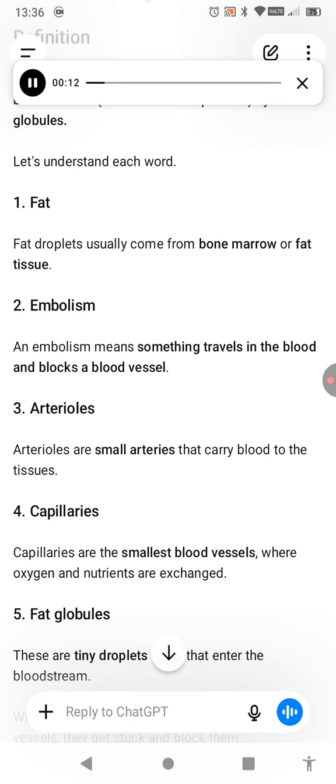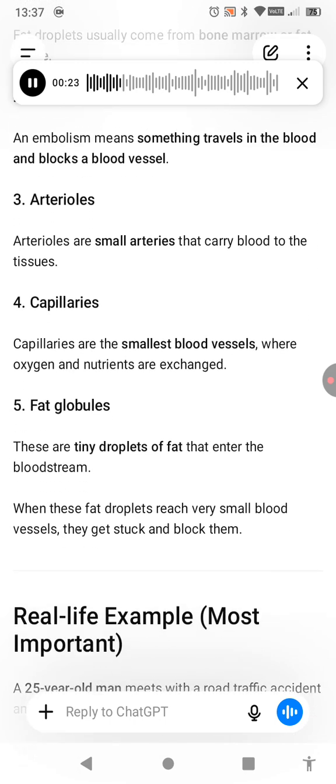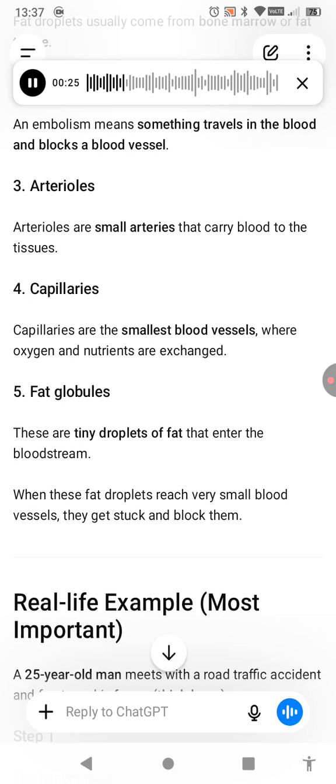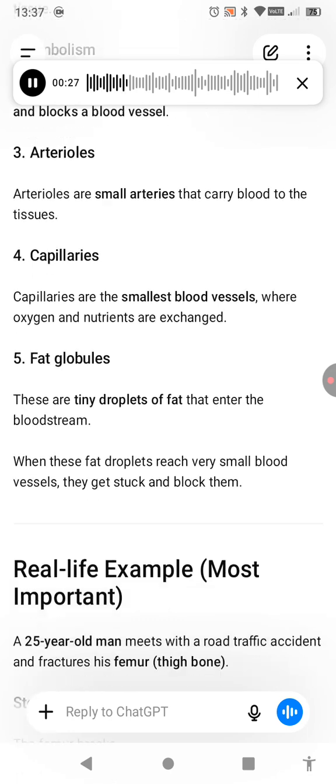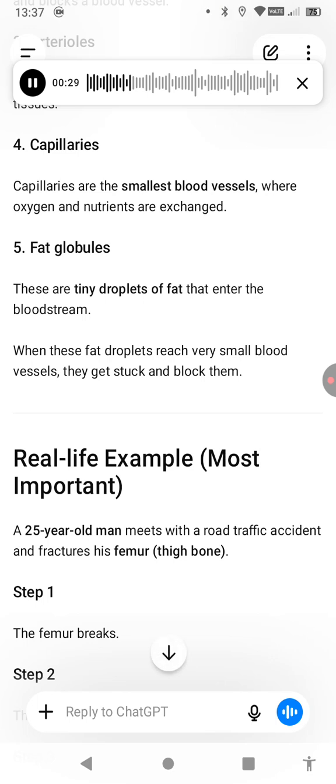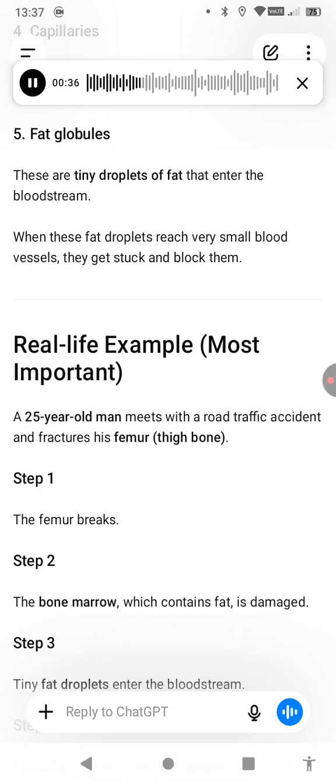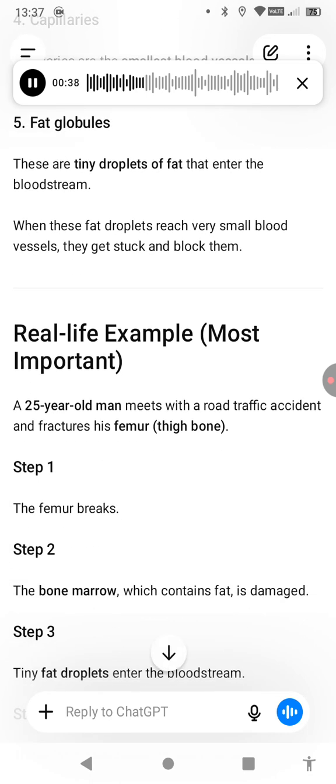Let's understand each word. 1. Fat droplets usually come from bone marrow or fat tissue. 2. Embolism. An embolism means something travels in the blood and blocks a blood vessel. 3. Arterioles. Arterioles are small arteries that carry blood to the tissues. 4. Capillaries. Capillaries are the smallest blood vessels where oxygen and nutrients are exchanged. 5. Fat globules. These are tiny droplets of fat that enter the bloodstream. When these fat droplets reach very small blood vessels, they get stuck and block them.